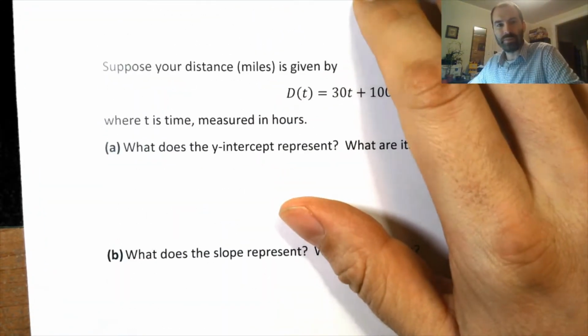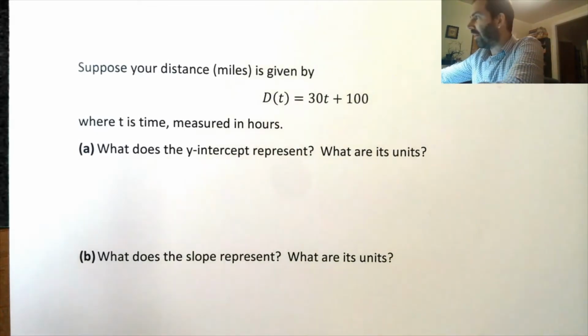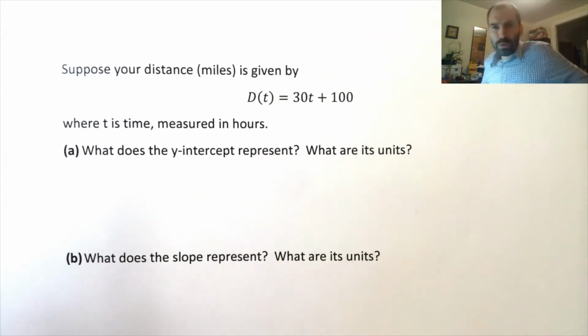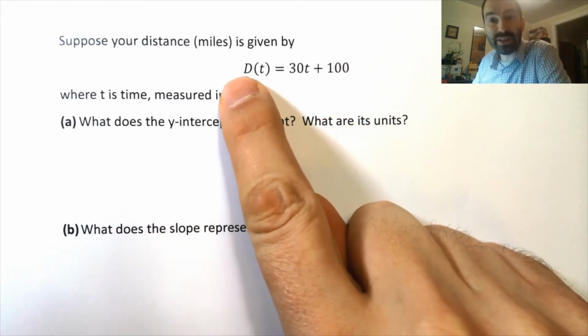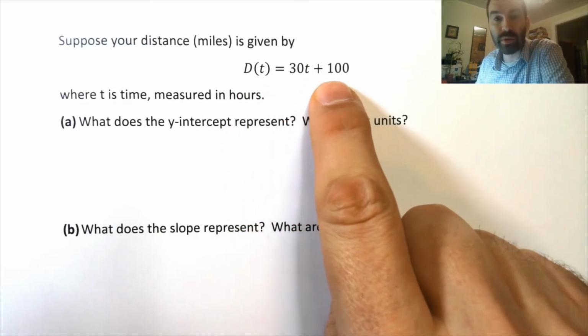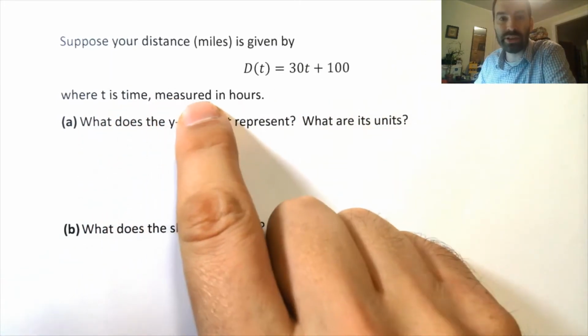So here's our example. Suppose that your distance in miles is given by this function: D for distance, D of t is equal to 30t plus 100, where t is time measured in hours.